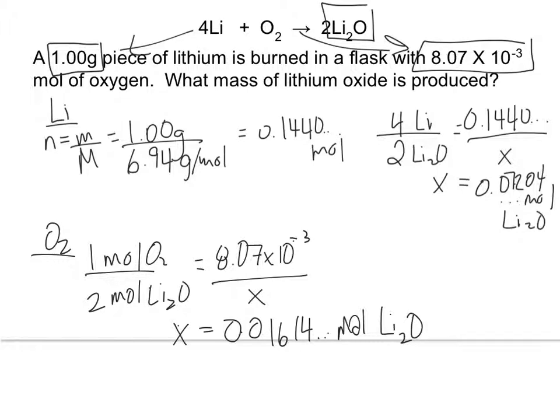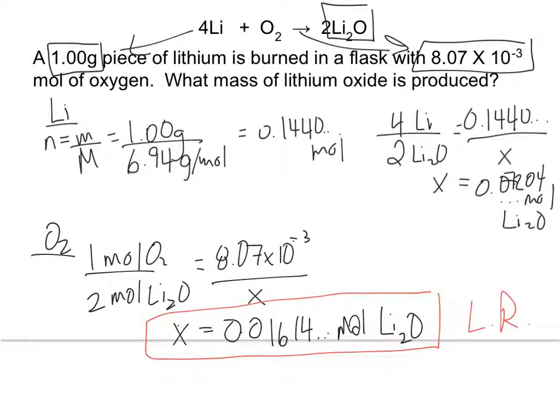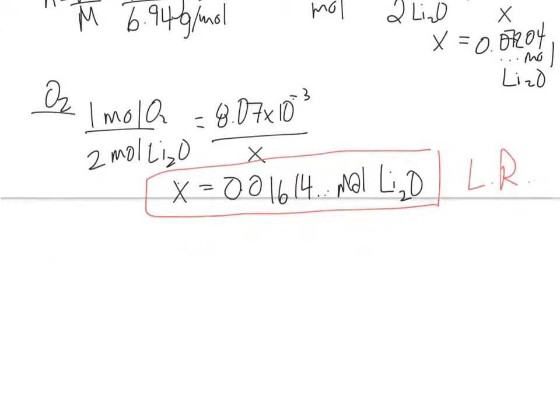Comparing the two values we got, the oxygen is our limiting reactant. I'll just put LR for limiting reactant because it produces the smaller number of moles of lithium oxide. So this is the value that we want to use to figure out the mass of lithium oxide produced.